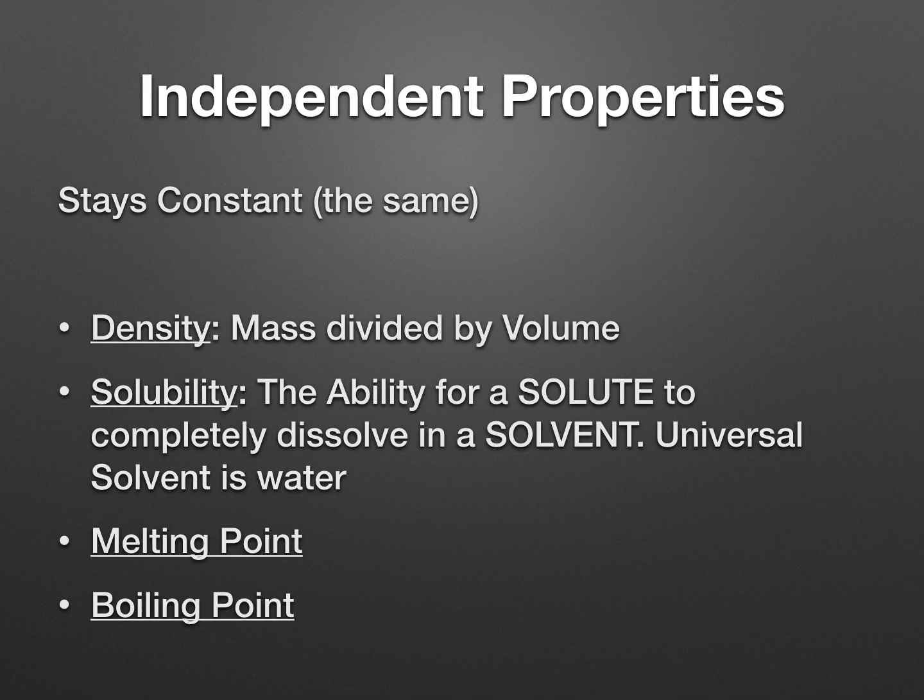So your left side, the top box will be independent properties. The middle box, it says stays constant and the same. And then the bottom four are four independent properties that you need to know. These are properties that you use to identify things, meaning you use independent properties to identify. They both start with I, independent, identify. Right side is dependent properties.